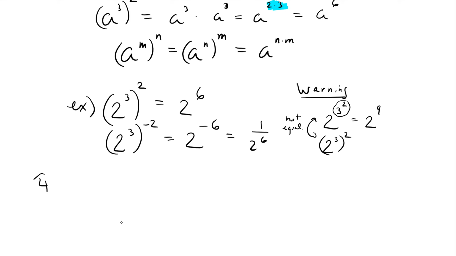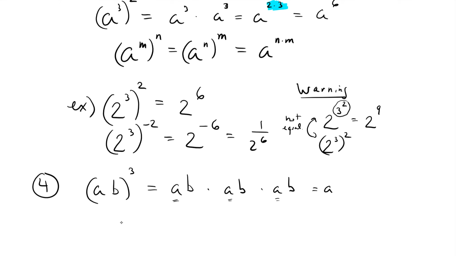Rule number 4, if I've got (AB) raised to the power 3. So the rule I'm looking for is a rule when the base is a multiplication of two numbers. What does that give us? Well, this is AB multiplied 3 times by itself. Now if I look at the a's, they appear 3 times, so that's a cubed, and same goes with the b, 3 times. So that shows you that we can sort of distribute this exponent over each factor that appears in the base.